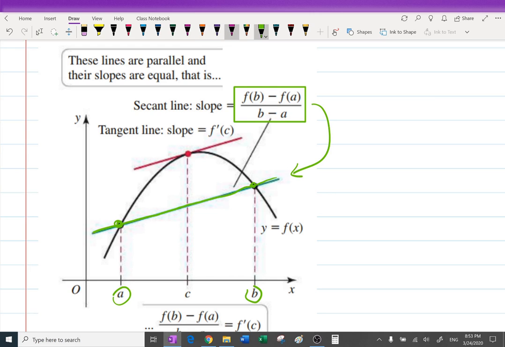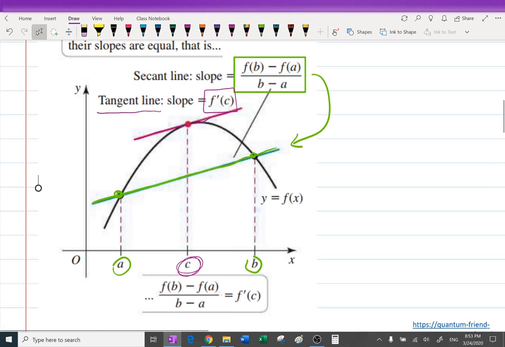Well, what is the derivative? Slope of the tangent line is f prime at c. And the claim is that there's some kind of c, not always in the middle. It might be somewhere over here between a and b. Some kind of c which gives you the same tangent line slope as the secant line.